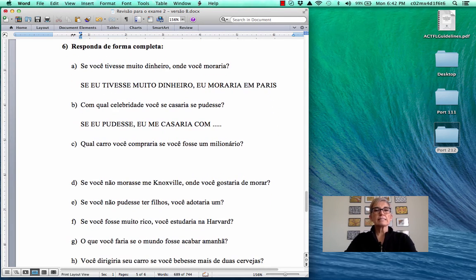Qual carro você compraria se fosse um milionário? So what car would you buy if you were a millionaire? So, if I were a millionaire. Se eu fosse milionário ou milionária, eu, repeat the verb, compraria, eu compraria uma Mercedes.